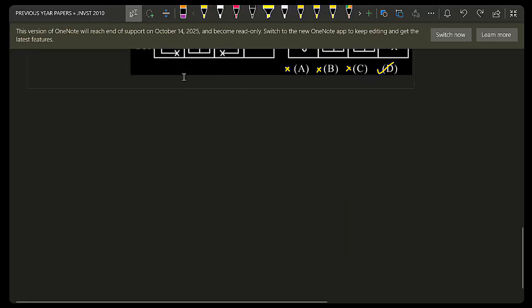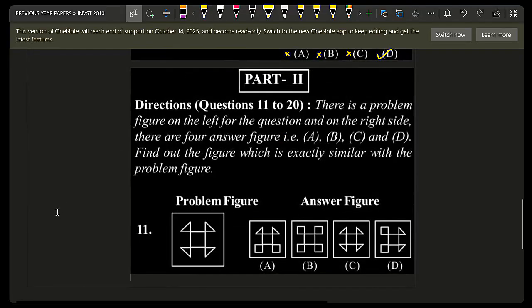Now, part 2. Directions for this part 2 from 11 to 20 questions. There is a problem figure on the left of the question, and on the right side there are 4 answer figures A, B, C, D. Find out the figure which is exactly similar with the problem figure. So this is a similarity based question. Very simple questions. Just by looking at the figure we can identify. So which figure exactly matches the problem figure? That is option C.